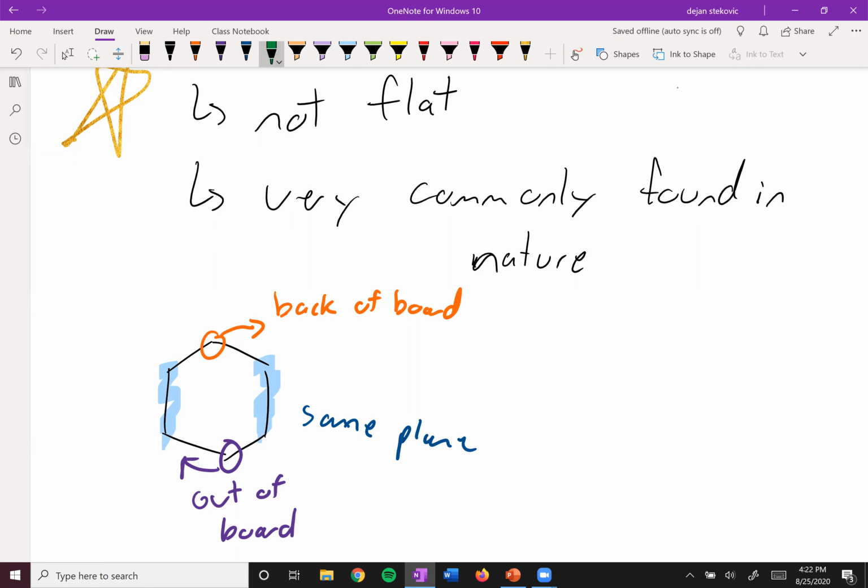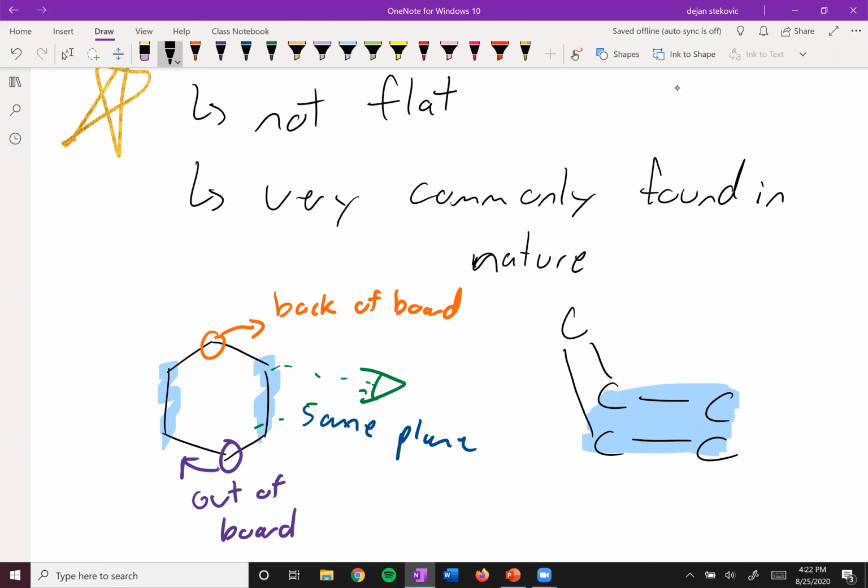And so this isn't going to be a Newman projection, but if you were just to look at it, right, what you would see here is four carbons essentially in the same plane, right? So these are my carbons in blue. I didn't draw them exactly in the same plane, but they would be in the same plane. And then they're attached to one carbon that's coming out of the board and one carbon that's going back into the board.